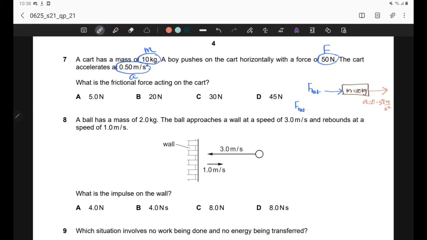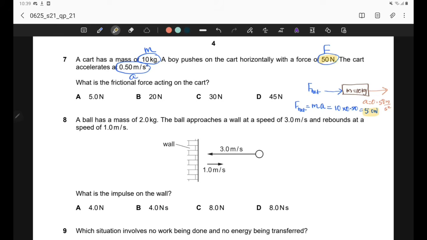The net force on the cart must be mass of the cart times the acceleration of the cart. So we have the mass, that is 10, times acceleration 0.50. So we will get 5 Newton. That means there is a resultant force of only 5 Newton acting on the cart in order to have an acceleration of 0.50.